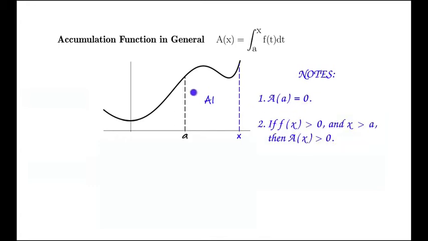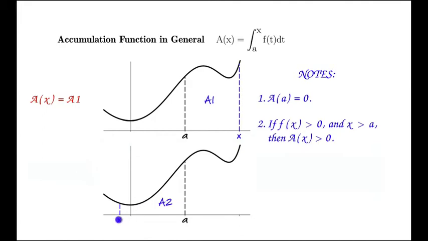The second thing is that if the function's positive, like it is in this graph, and we have x bigger than a, then A of x turns out to be bigger than 0. And it is exactly what we said earlier. It's the amount of area that's accumulated from a to x. So in this case, A of x is just equal to this area, A1.